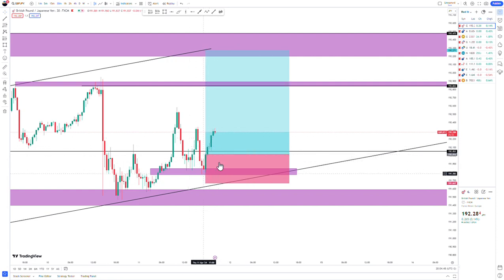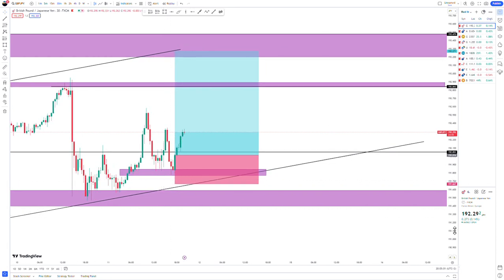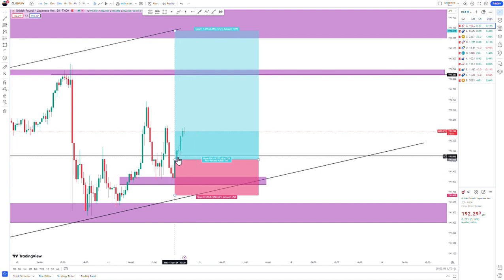What it does is that it tells us about the momentum of the market. So this tells us that the buying momentum has kicked in. Now price is ready to move. That is when I then entered. So I entered right there after this candlestick. My stop loss is below this area.